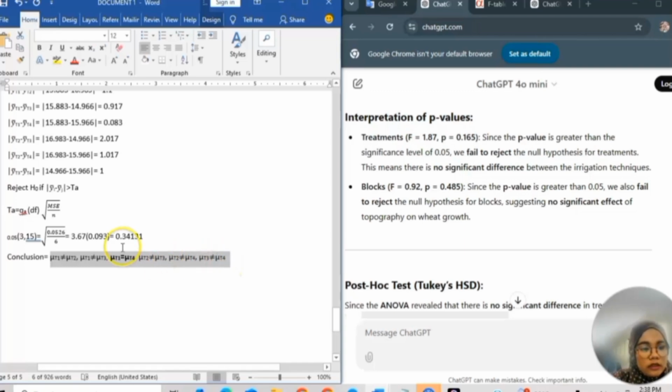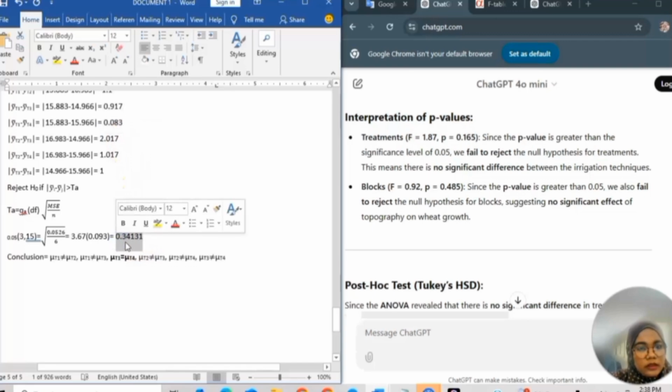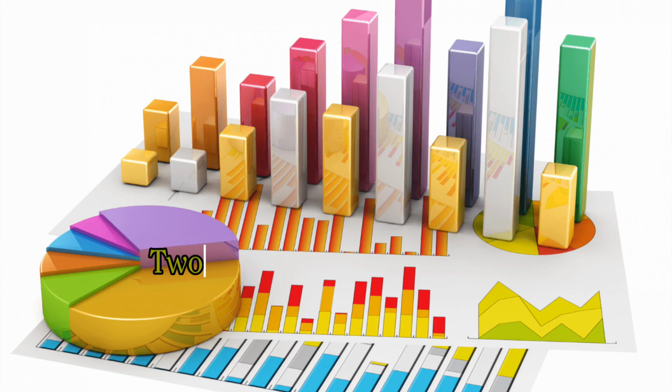Why is it just mu T1 equal to mu T4? Because for mu T1 and mu T4 we got 0.083, which is less than the T table value, 0.34131.